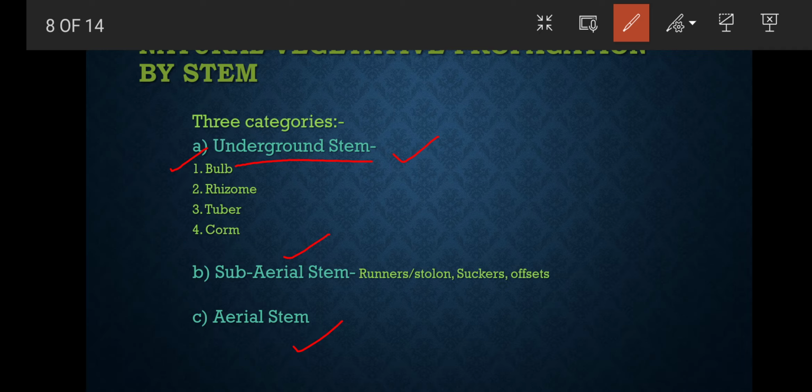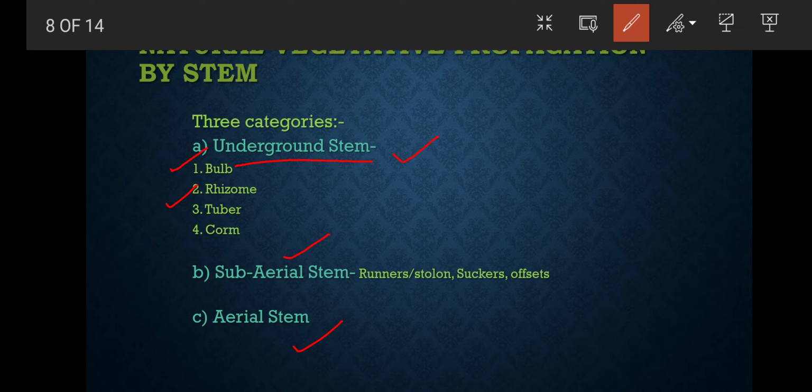Then the second type of underground stem is the rhizome. They are thick, fleshy and horizontal. The nodes and the internodes are clearly visible on this. The adventitious roots arise from the lower surface of the nodes. Under favorable conditions, a new plant develops from the buds.